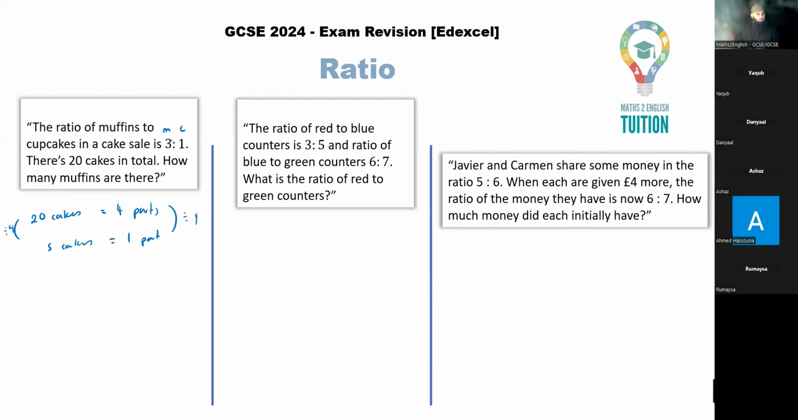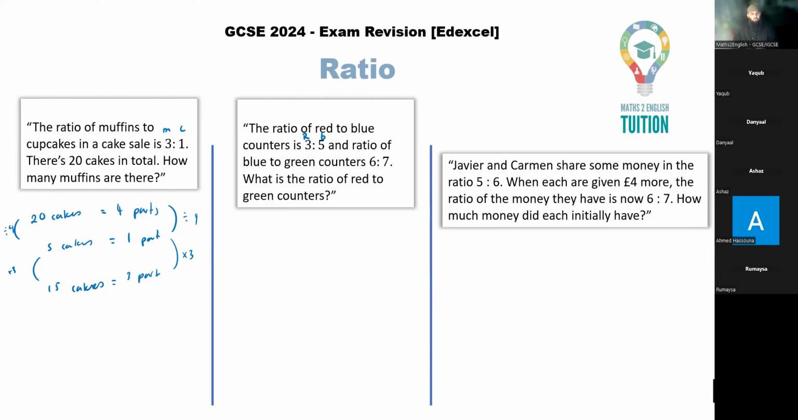Okay, and we're looking at muffins. Muffins are 3 parts. Okay, so I need to look at 3 parts. So I multiply this by 3, and I multiply this by 3, and that's 15 cakes or muffins. Okay, next question. The ratio of red to blue is 3 and 5.